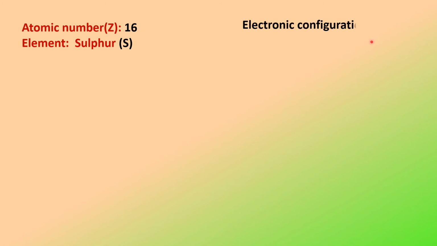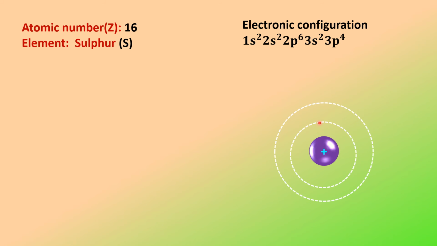Sulfur is the next element with atomic number 16 and symbol S. The electronic configuration for sulfur is 1s2, 2s2, 2p6, 3s2, 3p4. This is the sulfur nucleus. These are the 3 shells.